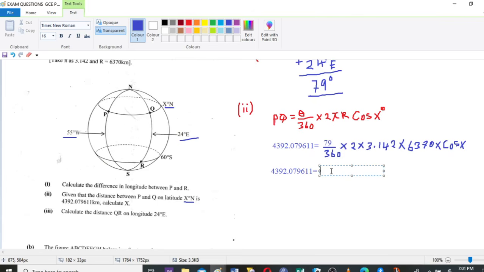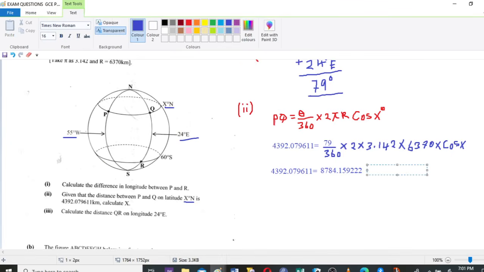Just make sure you confirm. Okay, that was 79 divided by 360. Now you multiply by 2, multiply by 3.142, then multiply by 6370. Okay, that will give you the values. That's 8784, that's 0.159222. Okay, just ending there.